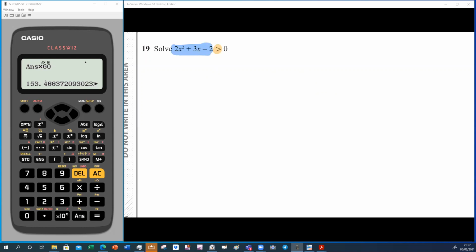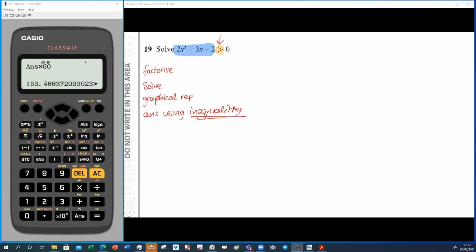In order for us to solve that quadratic inequality more than 0, what do we need to do first, second, third? Give me some ideas. We need to do the quadratic equation first and find what your x's are. So we need to do what to the quadratic equation? Factorize. And then what do we do after we factorize? Solve. And then to help us visualize the question, a graphical representation. And then we can answer the question using inequalities, because the question is actually about inequalities.